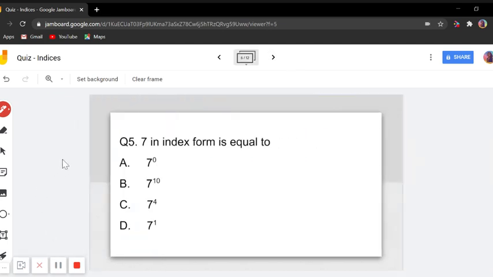Alright, question 5. 7 in index form is equal to, alright, it was written here only 7. So how do you say this number? What does it look like in index form? It looks like it didn't multiply by a long multiplication number. It only consists of one number. So when it is only one number, it will be considered as 1.